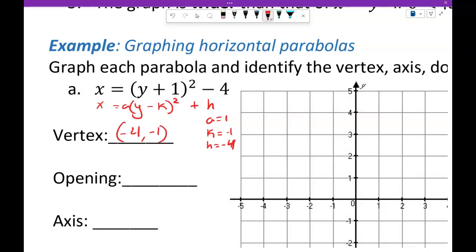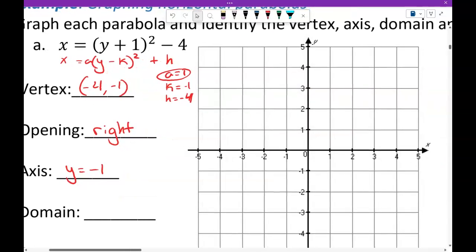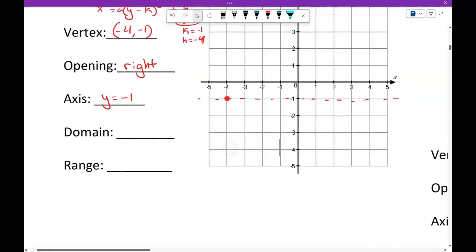Because it's a horizontal parabola and our a value is positive, we know it's going to open to the right. And since it opens to the right, our axis is going to be a horizontal line at y equals negative 1, passing through the vertex. So when we start with our vertex and our axis of symmetry, we know that our graph is going to open this way. Well, what we can do now is use an XY chart to figure out some of the points and get a more precise graph.